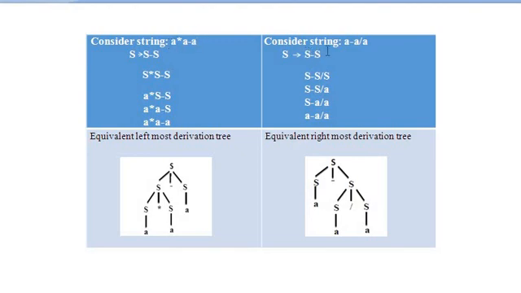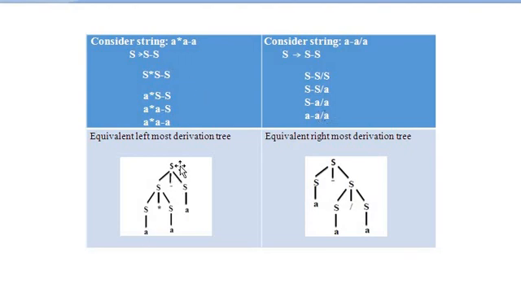For rightmost derivation, consider the string a minus a, divide a. First s gives s minus s, then s minus this s derived s divided s. Now start from the right hand side. This s gives a. So s minus s divided by a. Now remove this non-terminal. So s minus a divided a. Now this non-terminal, because s produces a. So a minus a divide a.